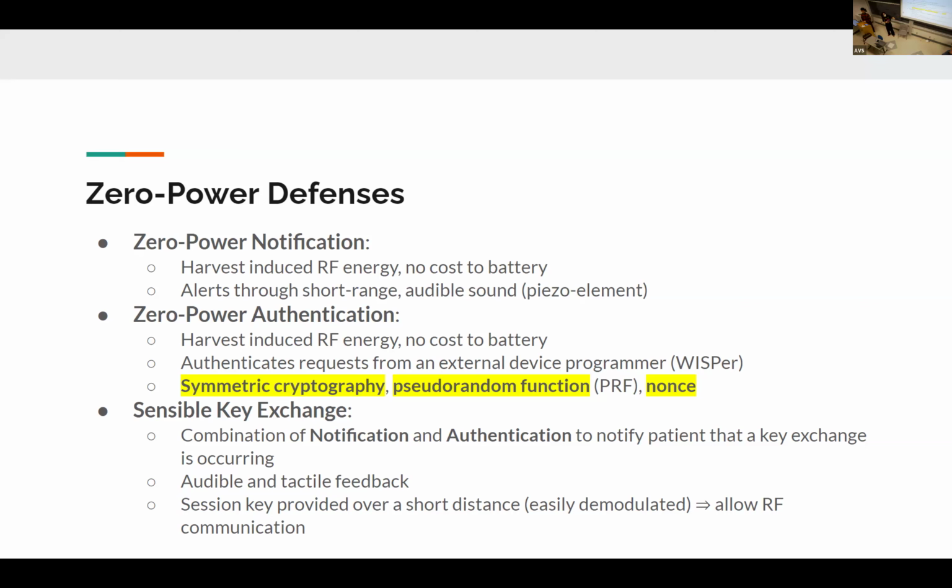The third zero power defense is called sensible key exchange. It's basically a combination of notification and authentication, also notifying a patient that a key exchange is occurring. It does so through audible and tactile feedback, and what it does is provide a session key over a short distance, which the programmer, hopefully the physician, can demodulate, and then it'll allow RF communication between those 2 solely.